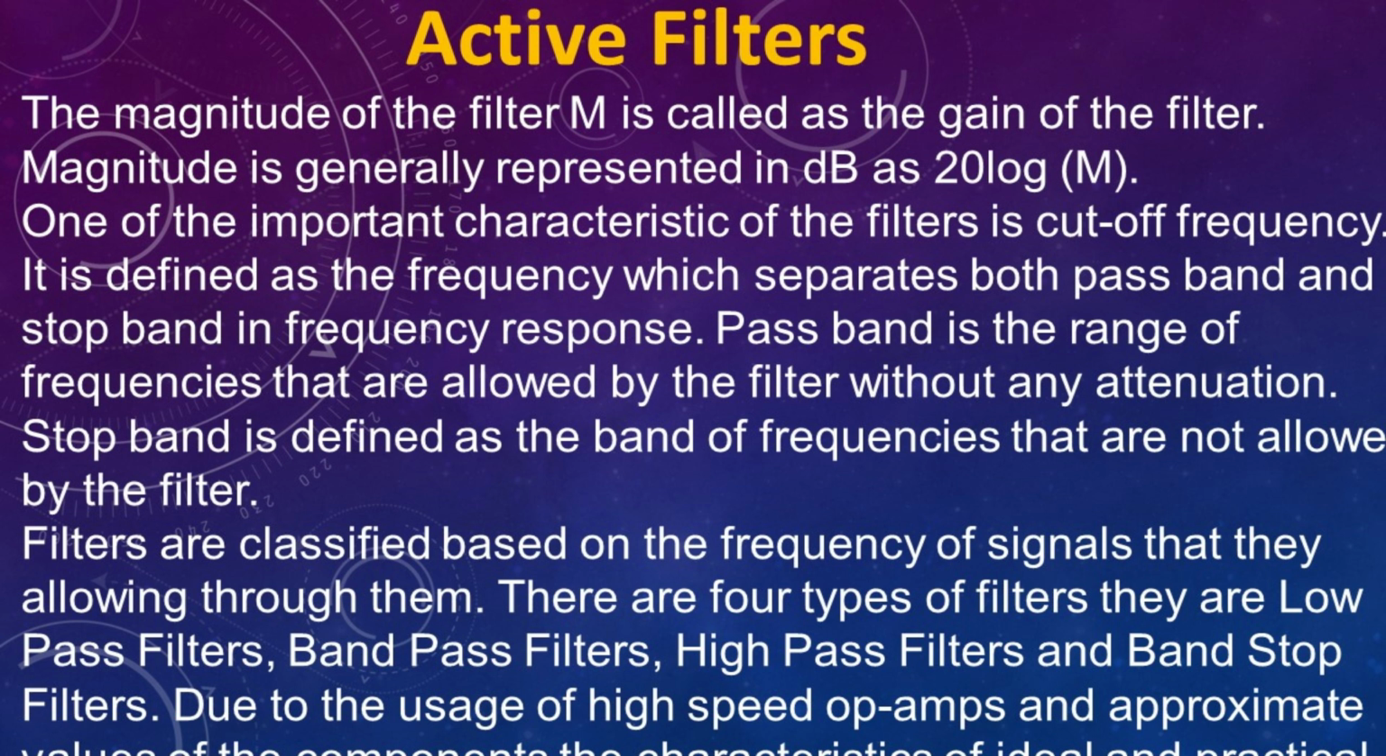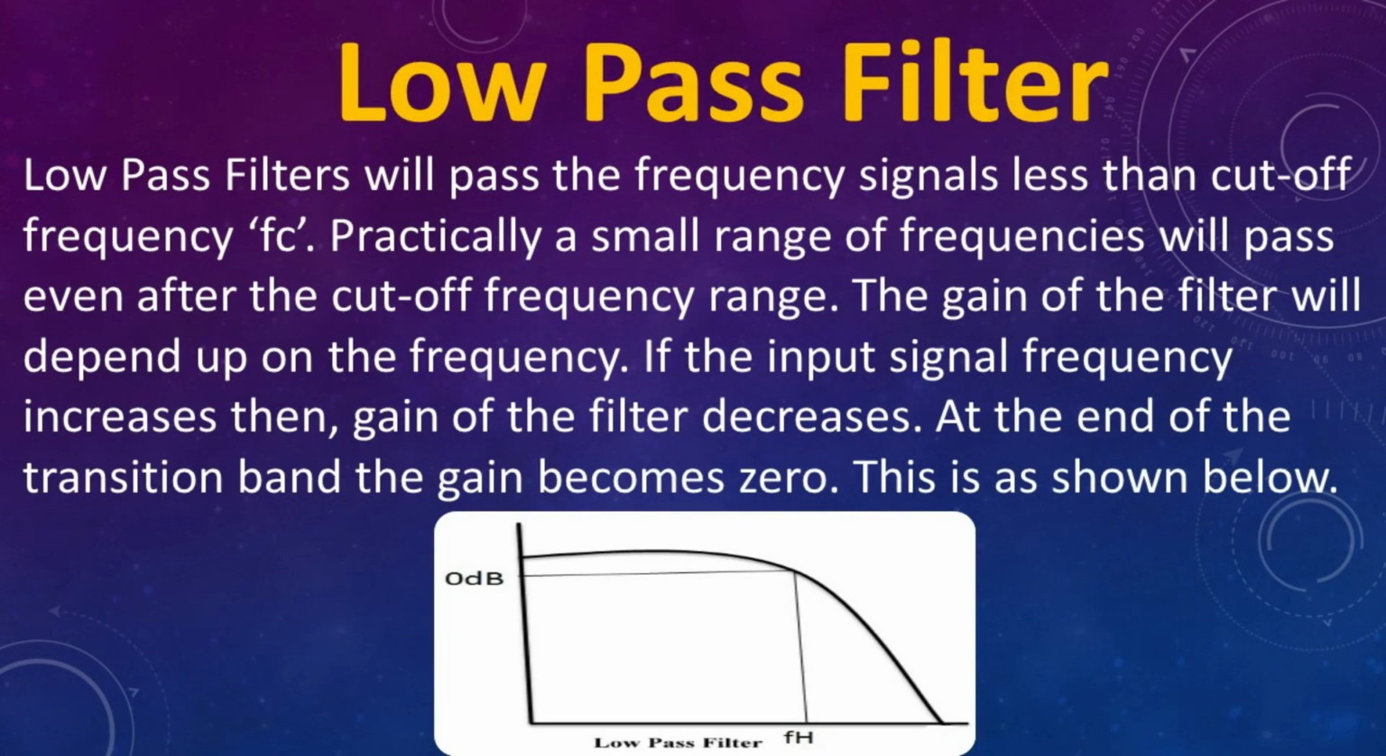Due to the usage of high-speed op-amps and approximate values of the components, the characteristics of ideal and practical responses are nearly equal. Low-pass filter. Low-pass filters will pass the frequency signals less than cut-off frequency Fc. Practically a small range of frequencies will pass even after the cut-off frequency range.